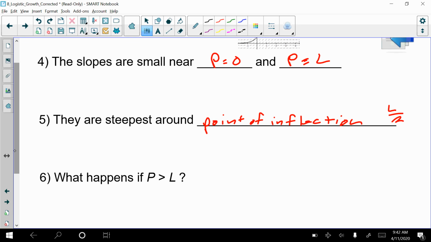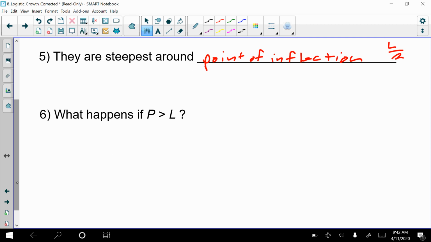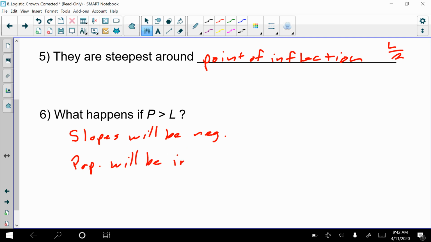And what happens if the population happens to be greater than the carrying capacity? Well, if you have a population that's greater than the carrying capacity, then the slope of your curve will be negative, okay? And what that means is that your population at that point will be in decline.